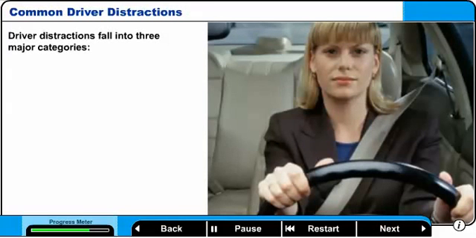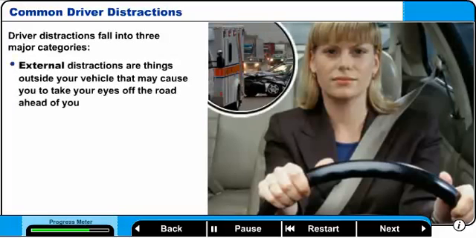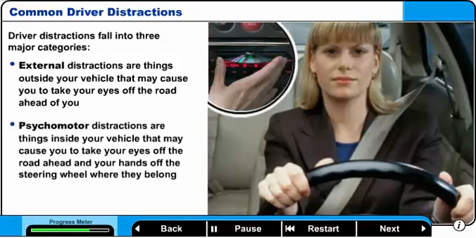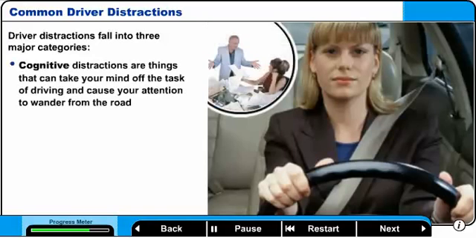The driver distractions that you found fall into three major categories. External distractions are things outside your vehicle that may cause you to take your eyes off the road ahead of you. Psychomotor distractions are things inside your vehicle that may cause you to take your eyes off the road ahead and your hands off the steering wheel where they belong. And cognitive distractions are things that can take your mind off the task of driving and cause your attention to wander from the road.